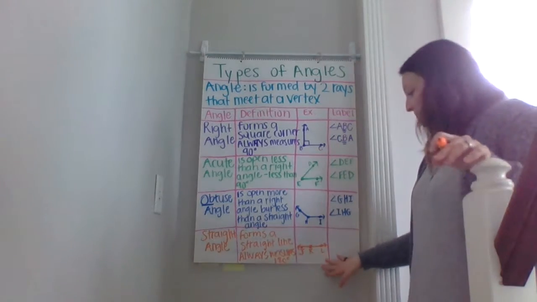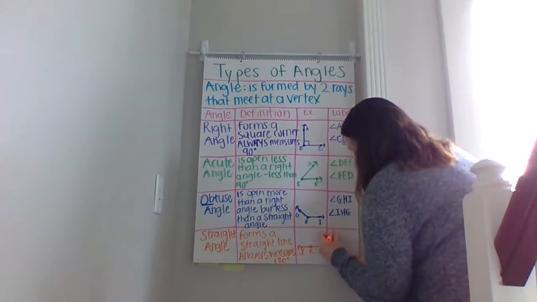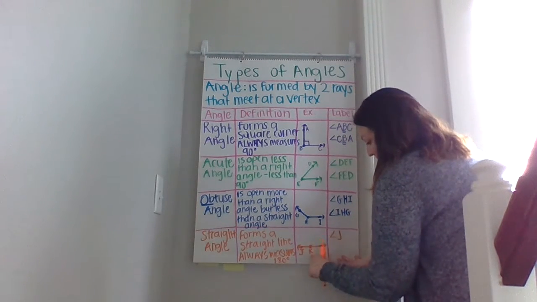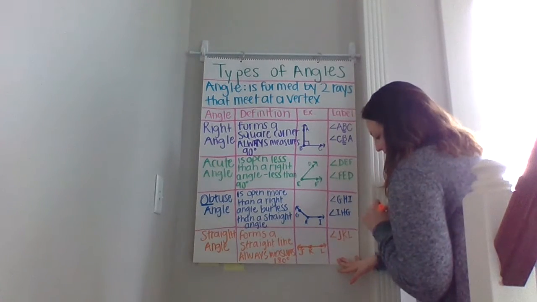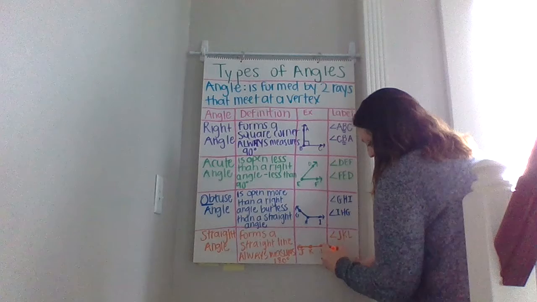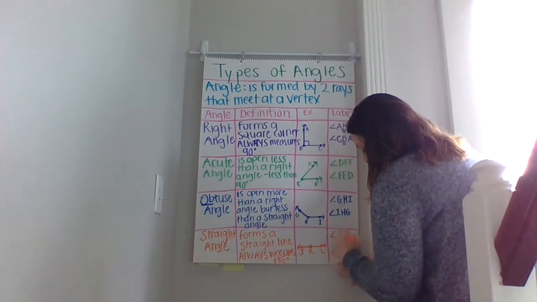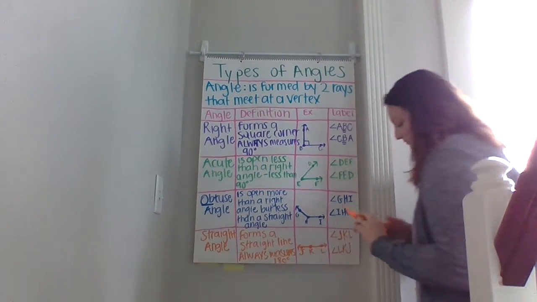All right, so I'm going to label this just like I've labeled all my other angles. I'm going to start with angle, and I'm going to start with J. J, K goes in the middle because it's my vertex, L. Now I can go the other way too. I can start with L, K goes in the middle because it's my vertex, and then J. So L, K, J. That way.